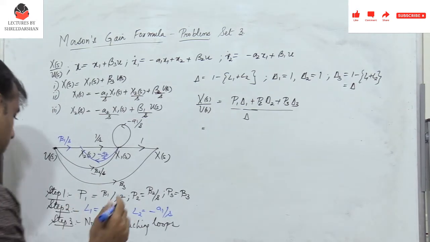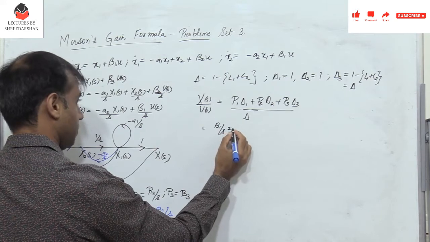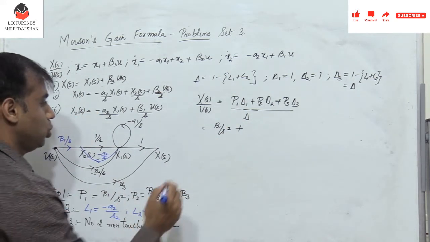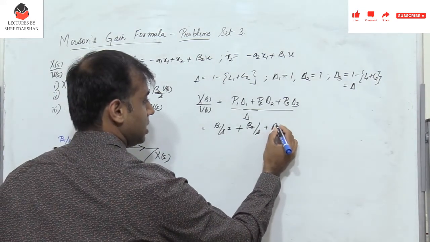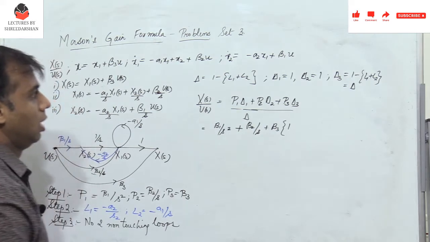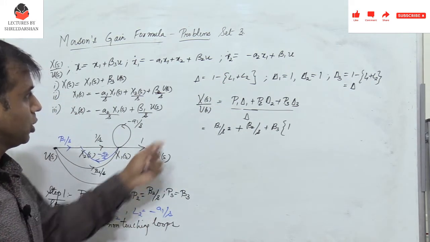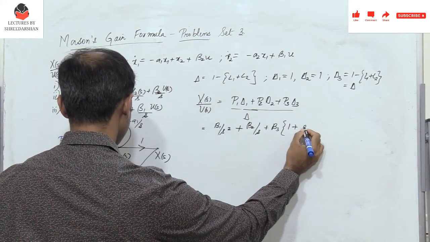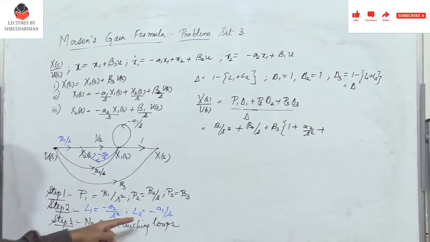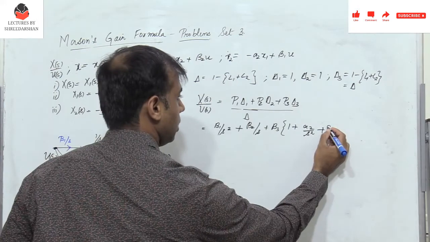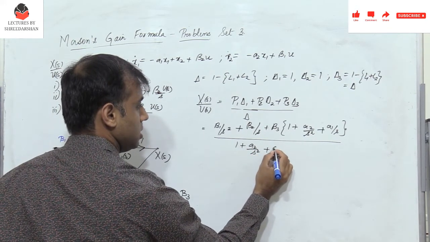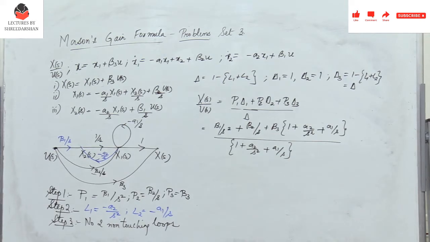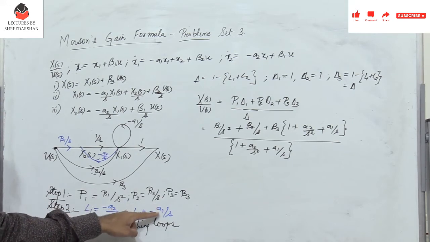All right, so P1 is beta 1 by S square into 1, delta 1 is 1. Next I have P2, which is beta 2 by S into delta 2, which is again equal to 1, plus beta 3 into 1. So I have L1 and L2, both of them are negative. If I remove the brackets, they become positive. So 1 plus a2 by S square, which is L1, plus a1 by S. And then I have delta, which is 1 plus a2 by S square plus a1 by S. So this is the final transfer function x of s by u of s. L1 is minus a2 by S square and L2 is minus a1 by S.